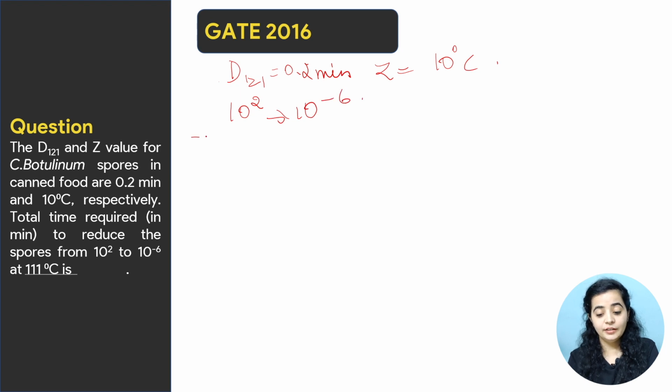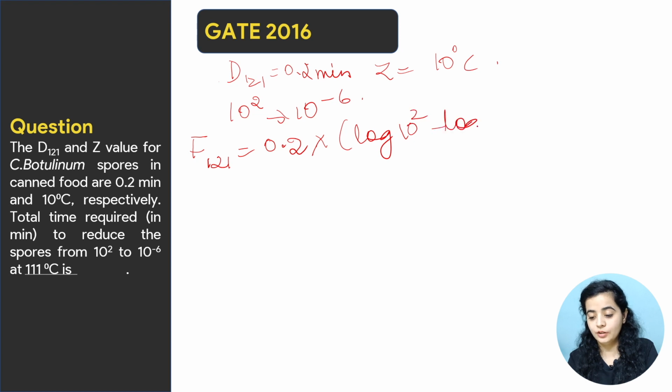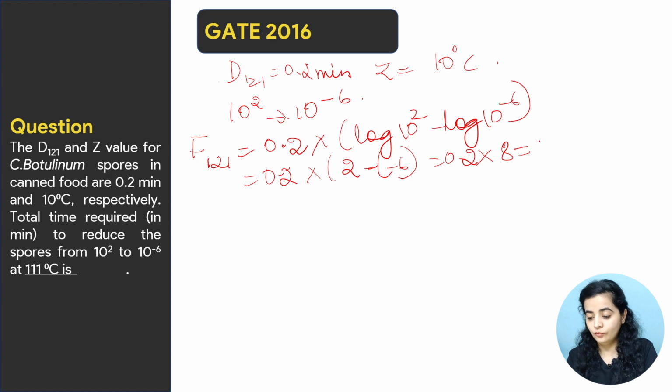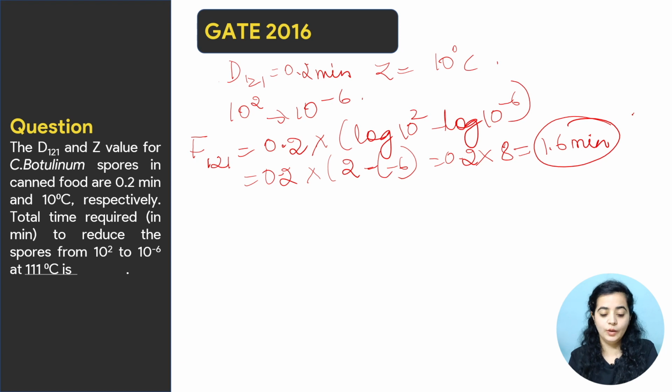So first let us find the F value at 121, which is equal to the decimal reduction time, that is 0.2 minutes, into the reduction of population that has happened. So we have log 10 raised to power 2 minus log 10 raised to power minus 6. That gives us 0.2 into 2 minus minus 6, that is 0.2 into 8, which gives us 1.6 minutes. So this is the F value for 121.